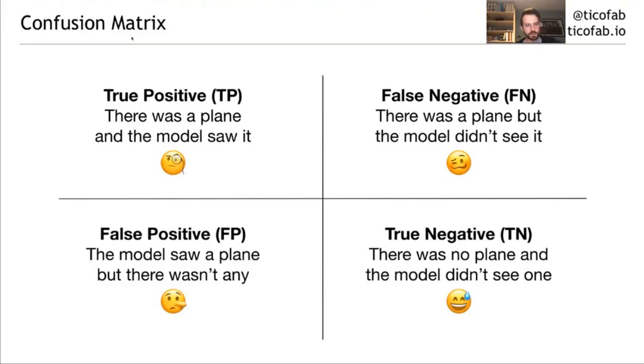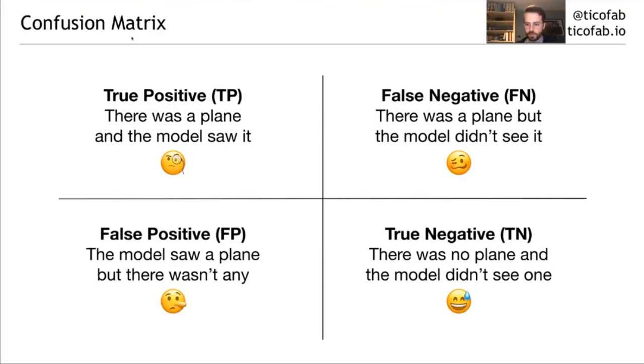Conversely, at the bottom left, false positive. That means that the model saw a plane, but there wasn't any. If we go to the right section, a false negative at the top means that there was a plane, but the model didn't see it. So the model tells you there's no plane, but there was actually one. And bottom right, a true negative prediction is when there was no plane and the model didn't see one. So these are the 4 cases.